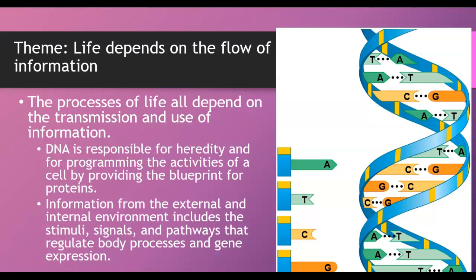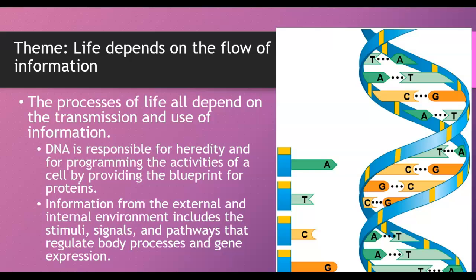The second theme is that life depends on the flow of information. All living things require the transmission of information and the use of that information to take care of processes. The main thing we think of in that terminology is DNA. DNA is responsible for our heredity. It programs the activities of cells. It provides a blueprint for running things the way they need to be run for the cells and the organism as a whole.